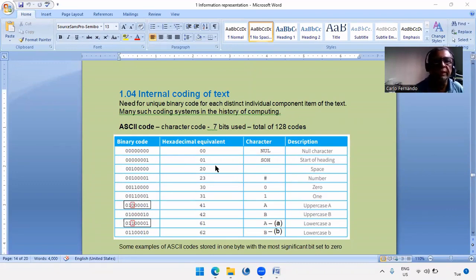Internal coding of text. What is the meaning of internal coding of text? When we type A, the letter A, we see it as the A that we know, right? Capital A. But to the computer, it doesn't look like that. To the computer, it's a binary code, a binary number.